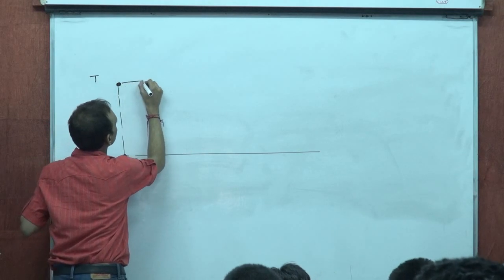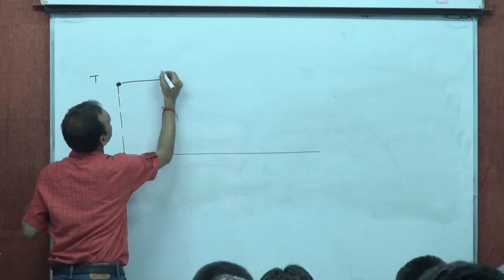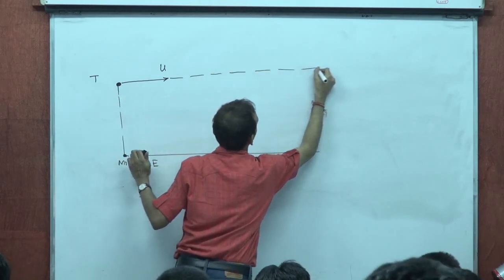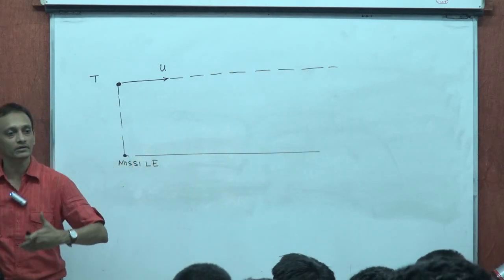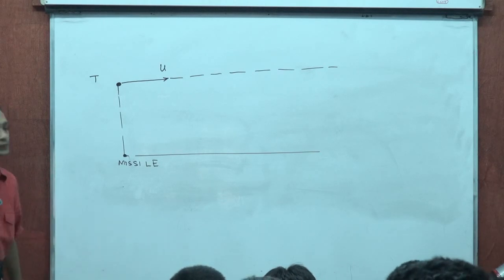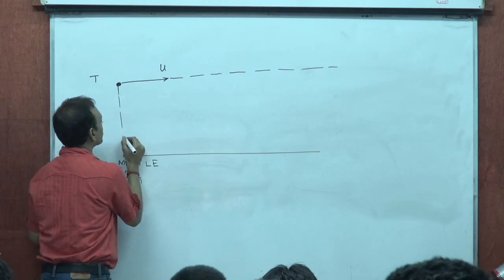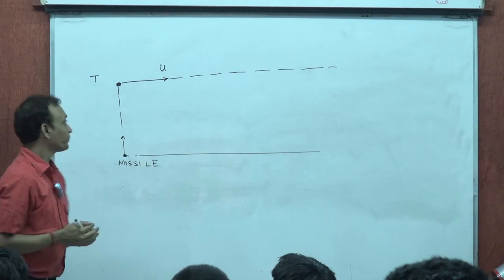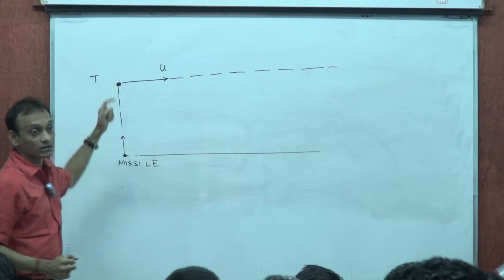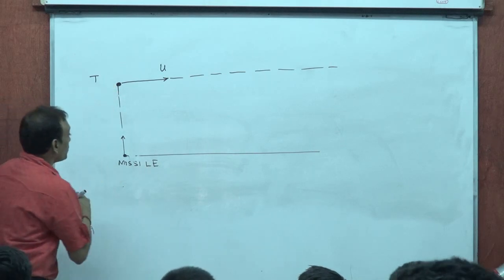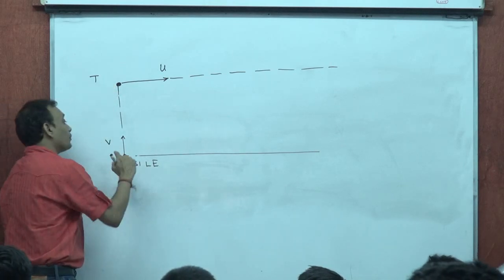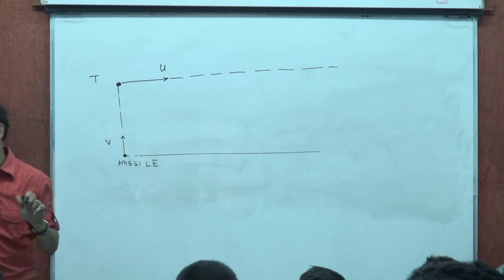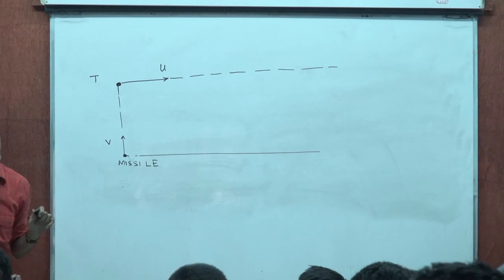And this target is moving horizontally with a uniform velocity u. And this is a missile aimed at the target, moving with a constant speed v, but its direction of motion is always pointing towards the target.